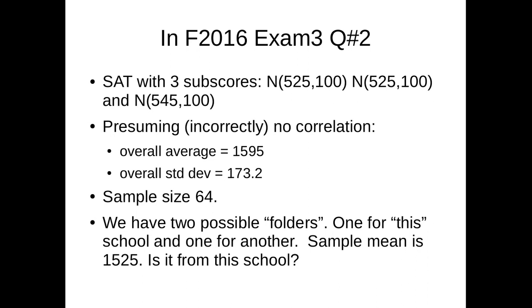So we're going to have a sample of 64 students, and the question that my students had to answer is, we have 2 possible folders. The names have been blacked off. One of the folders is for this school and one of the folders is from another school. And the sample mean of the folder you grab is 1525. And the question is, how likely is it that it came from the first school? And it's not remotely likely, because you have to take this standard deviation and divide by the square root of 64, which is 8, and then get the standard deviation for the sampling distribution. So this is really, really unlikely.